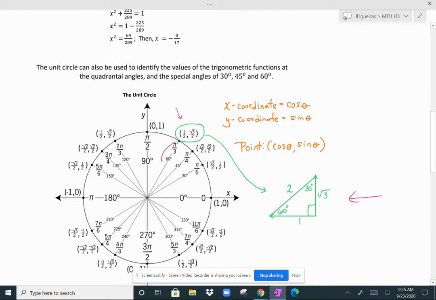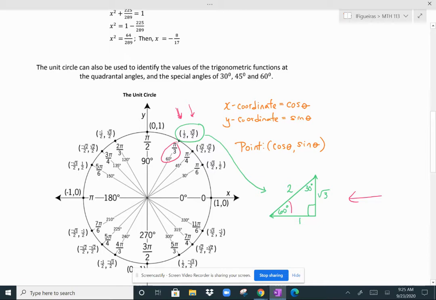And here we're at 60 degrees, so the same thing I have here. So cosine is adjacent over hypotenuse, so cosine is 1/2, exactly what you see here. And your sine is opposite over hypotenuse. So opposite of 60 degrees is root 3 over 2, which is exactly what you see here.